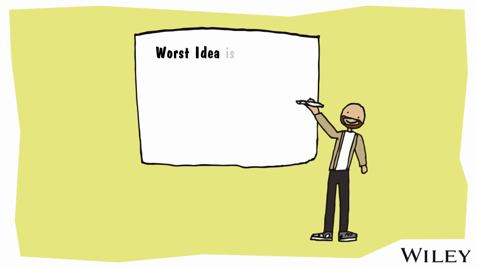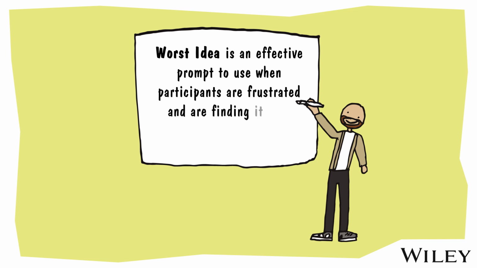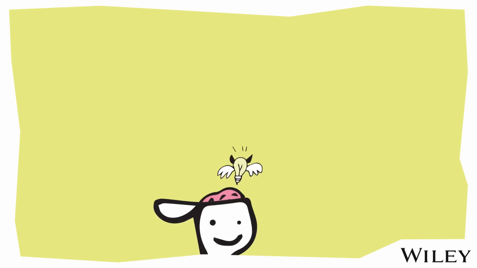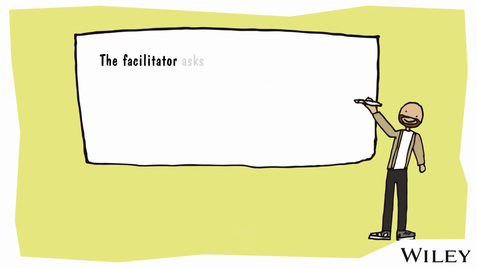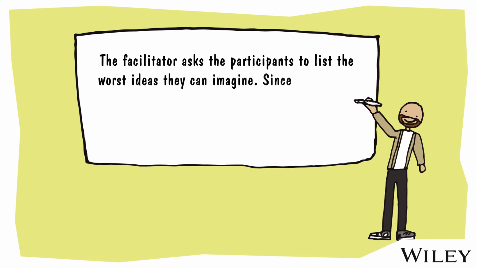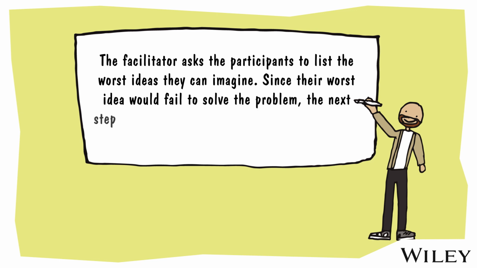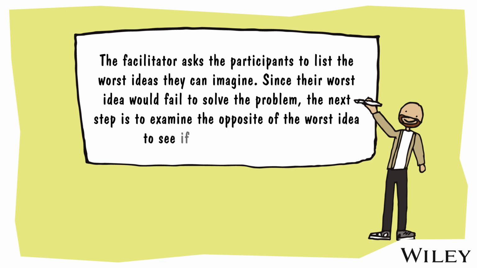Worst idea is an effective prompt to use when participants are frustrated and finding it hard to come up with fresh solutions. It may be hard to imagine an excellent solution, but everyone can think of something that won't work. The facilitator asks the participants to list the worst ideas they can imagine. Since their worst idea would fail to solve the problem, the next step is to examine the opposite of the worst idea to see if it would be effective.